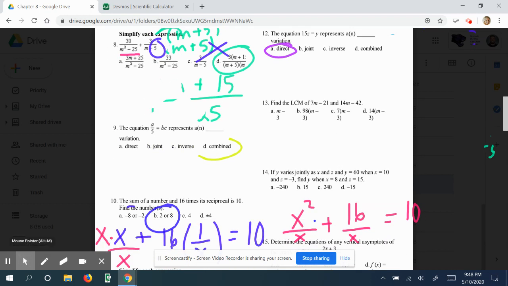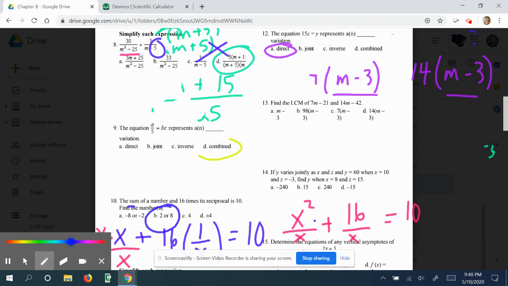Next one, number 13. Find the least common multiple of 7m minus 21 and 14m minus 42. Okay, so the first thing I'm going to do is break these down and factor out what I can. So 7m minus 21, I can factor 7 out. And so it's 7 times m minus 3. And 14m minus 42, factoring out 14, is going to be 14 times m minus 3. And so you notice that they both have an m minus 3.